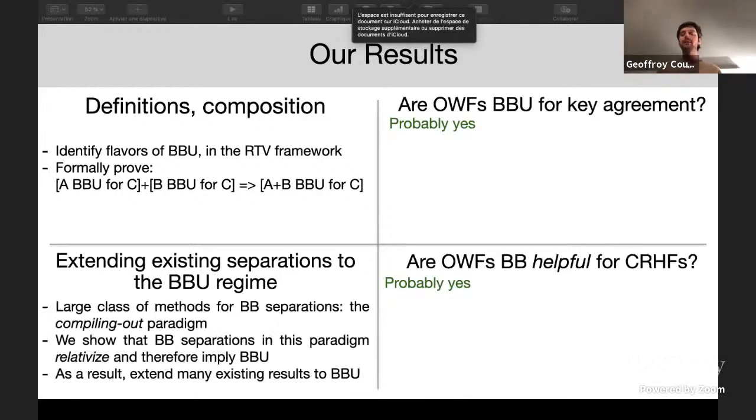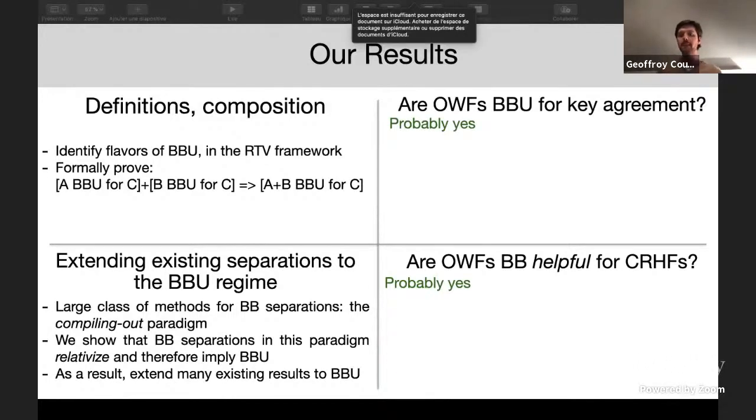And we also show that a large class of black box separation methods that have been used in the past, which is called the compiling out paradigm, satisfies an interesting property in general, which is that this compiling out technique still works even in the presence of an auxiliary oracle Z. So in a certain sense, it relativizes. And this means that we can directly turn results in this framework into black box uselessness results. So we get, kind of for free, a large number of black box uselessness results by importing results from the literature.